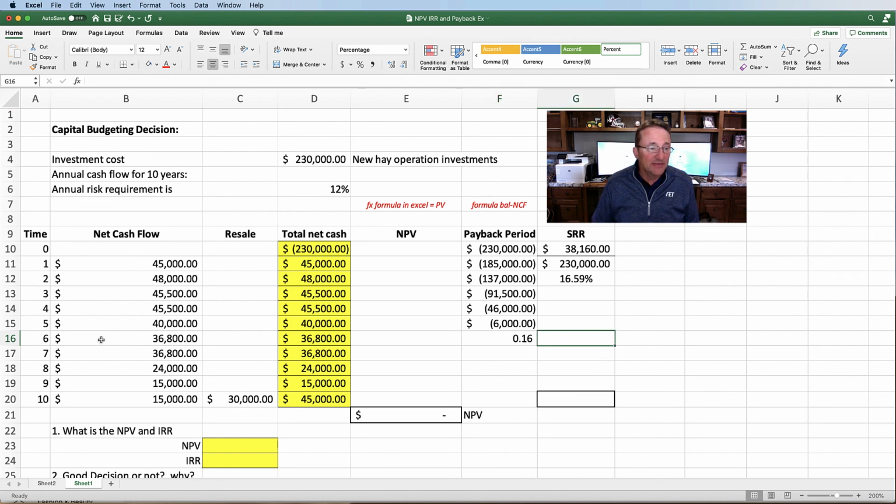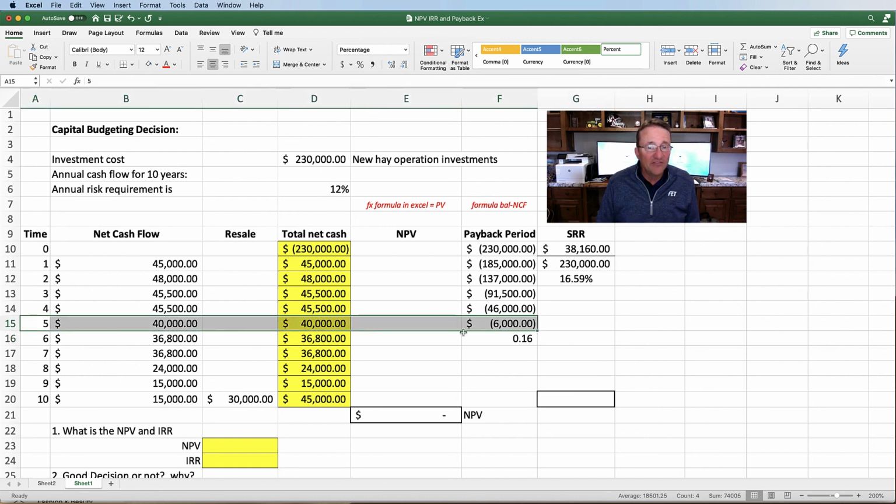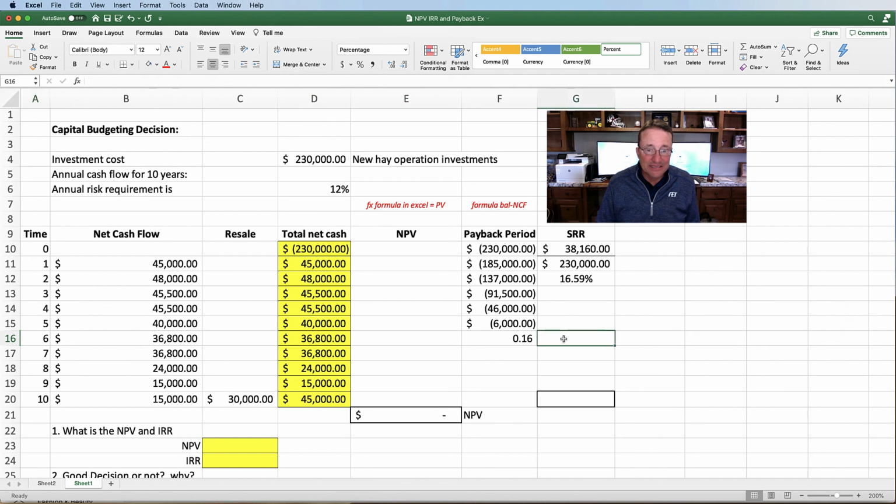So it looks like to me that I've got to go a full 5 years, and then into the 6th year, so that's going to be 6.16 years to get that money back. I go all the way through year 1, still short, through 2, short, through 3, still short, through 4, still short, through 5, still short.